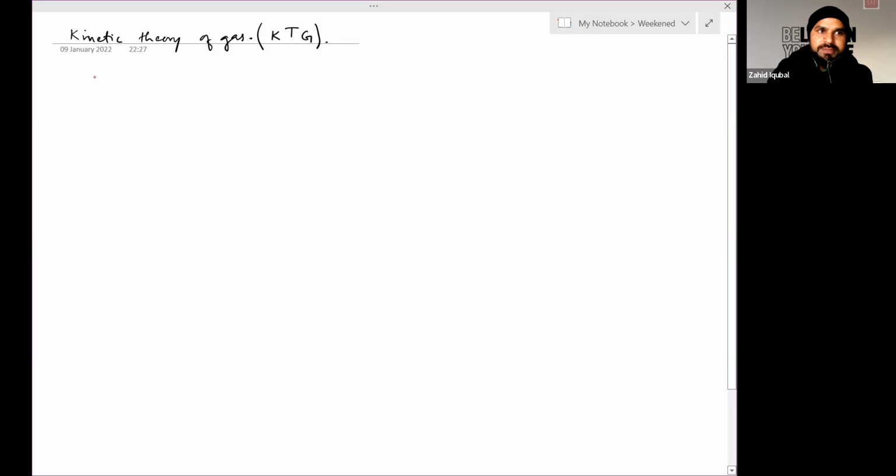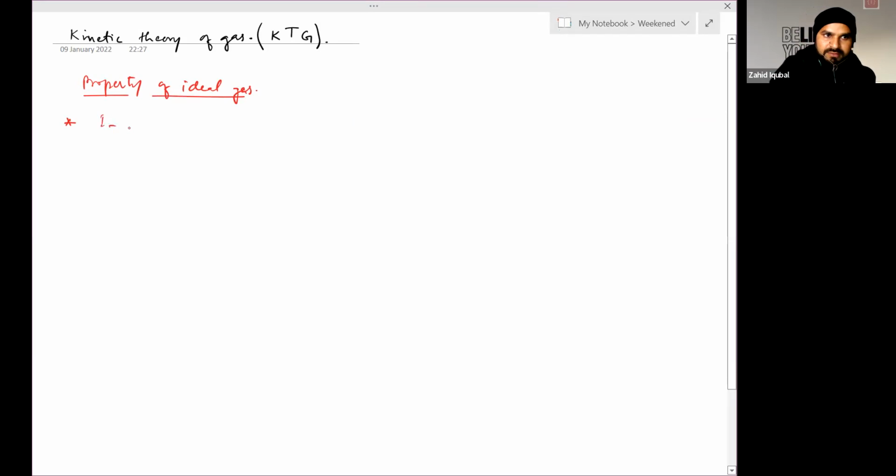So for the first part, pressure exerted by gas, let me define the properties of an ideal gas. In the last chapter I had defined the difference between real gas and ideal gas. For an ideal gas, there will be no interaction between particles.